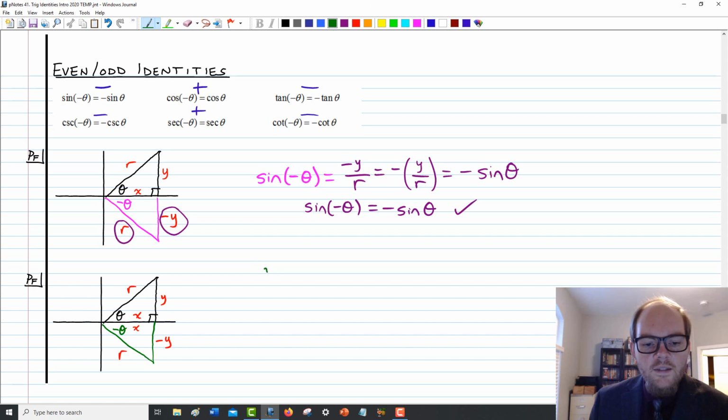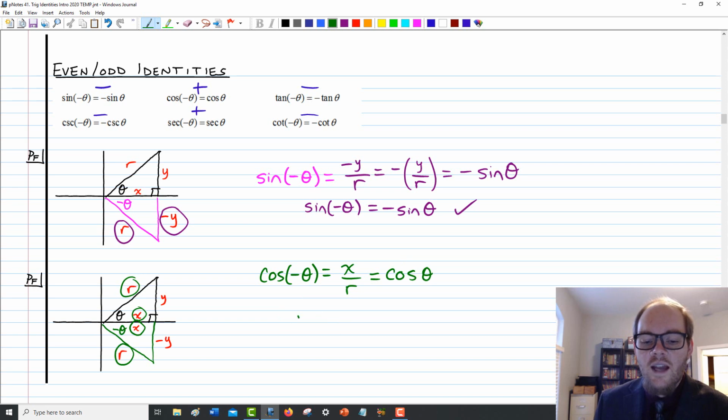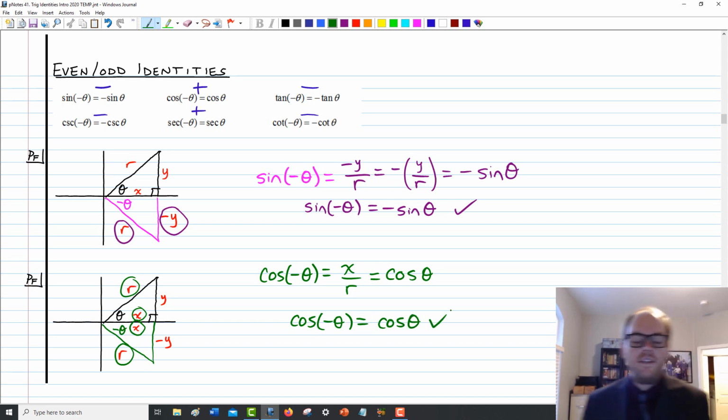So our question in this piece is, what is, say, the cosine of negative theta? Because we've been led to believe it's going to stay positive. Well, looking at the cosine of negative theta, we're going to use adjacent over hypotenuse. Adjacent is x, hypotenuse is r. There's no negative sign there at all, and looking up at our picture, adjacent and hypotenuse both happen to be x and r for positive theta, which means the cosine of negative theta is actually the exact same thing as the cosine of theta. So in other words, we've just demonstrated another even-odd identity.